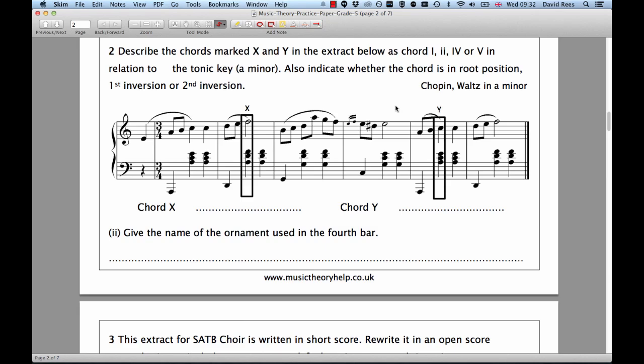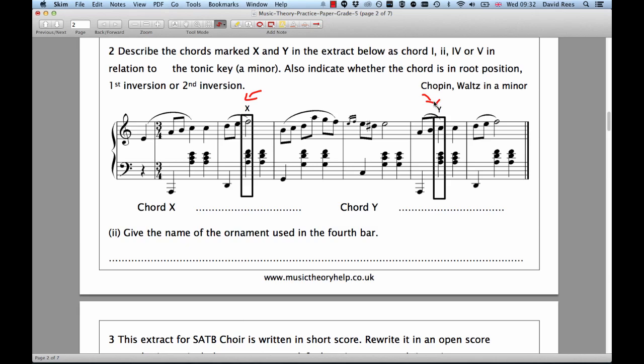It's asking us to look at this extract of Chopin, a piece for the piano, and work out what harmony is being used at various points in the music, at two points in the music. Here, this chord X and this chord Y. So this should hopefully be okay.